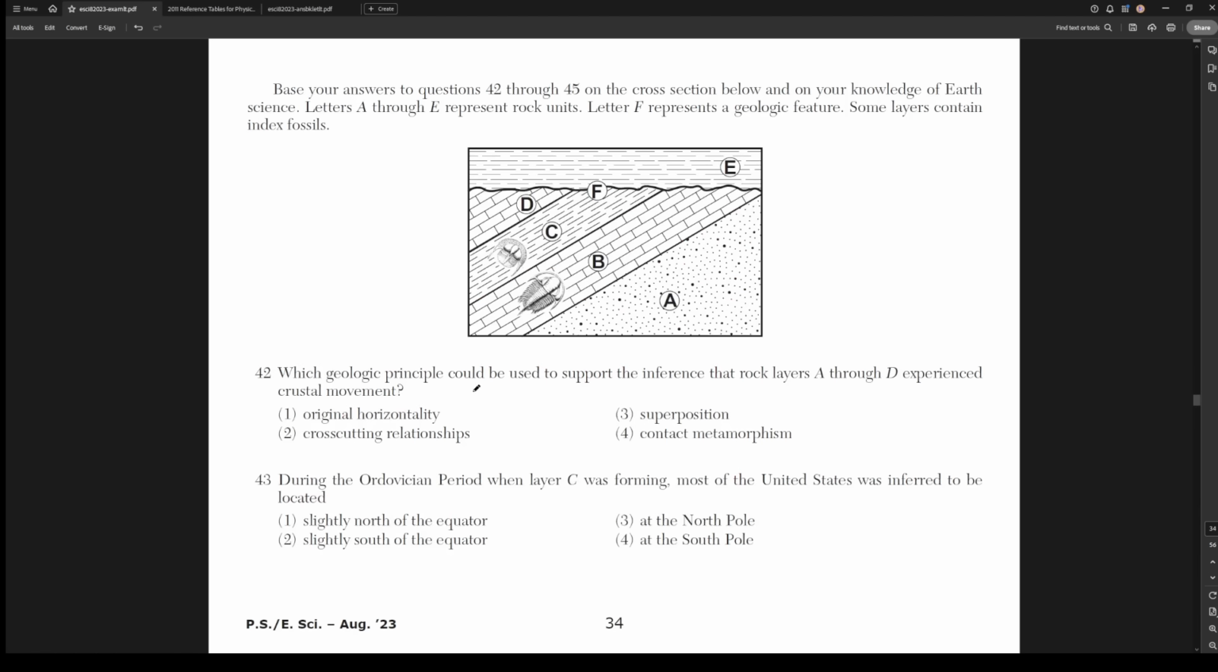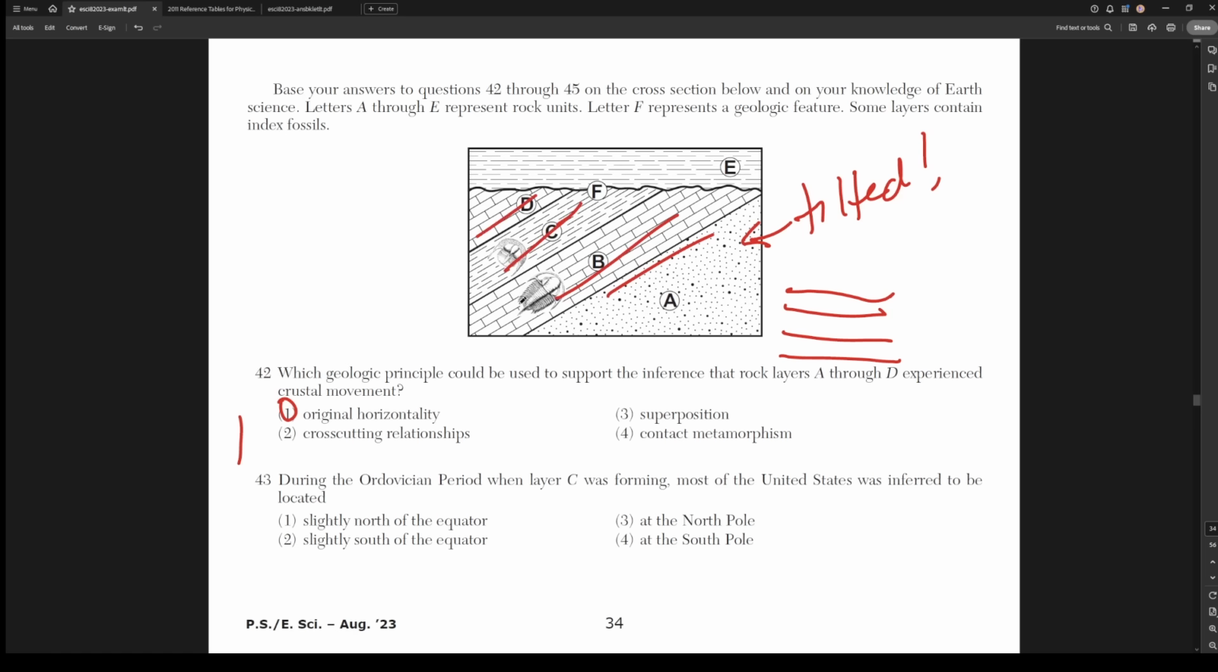42. Which geologic principle can be used to support the inference that rock layers A through D experienced crustal movement? They're tilted. They're not supposed to be tilted. They're supposed to be originally horizontal. So this is going to be 1. Original horizontality, meaning that everything is essentially deposited in horizontal layers first, and then if it was tilted like this on an angle, that shouldn't be like that.